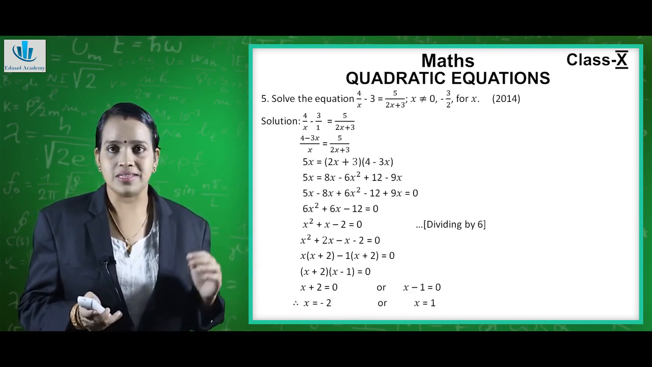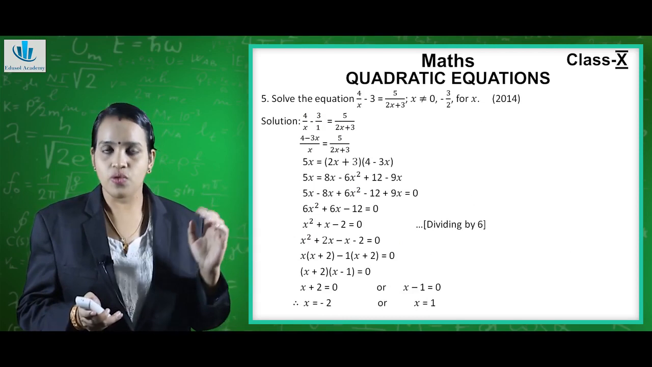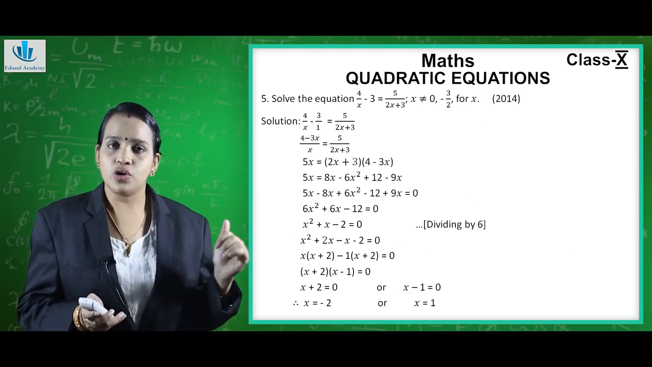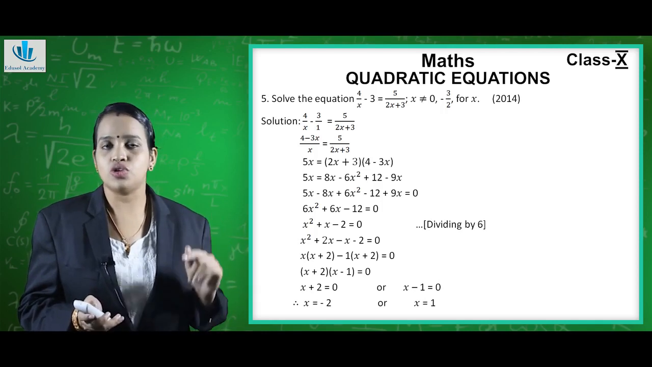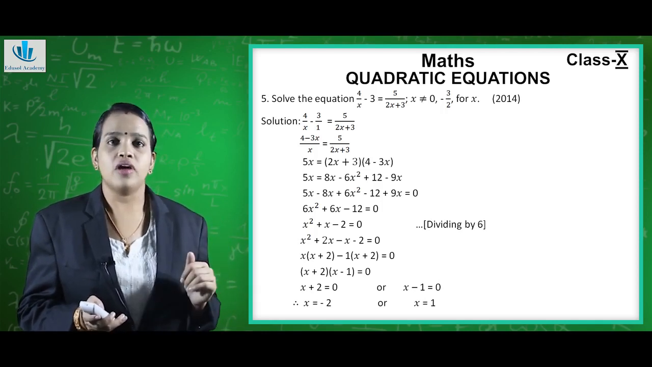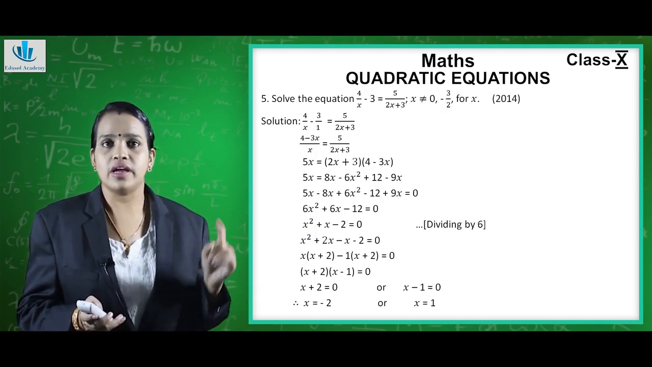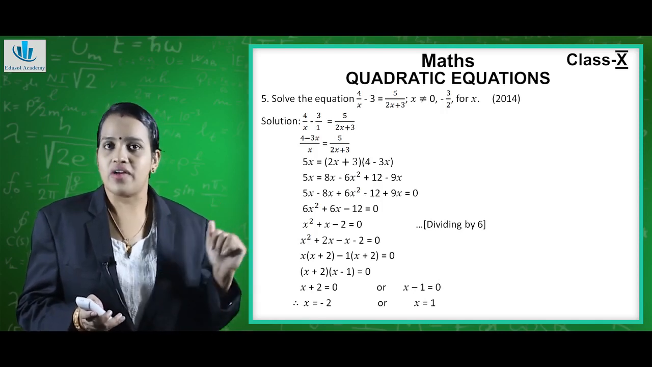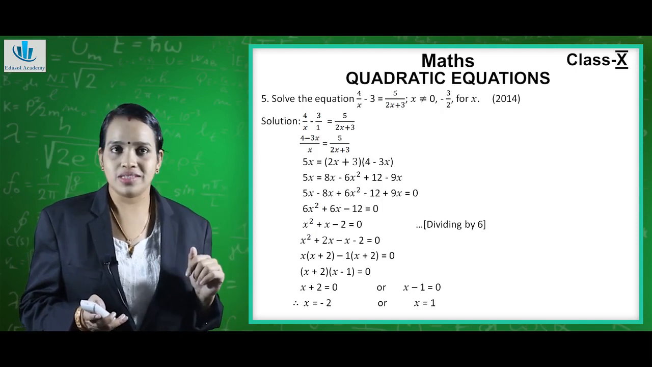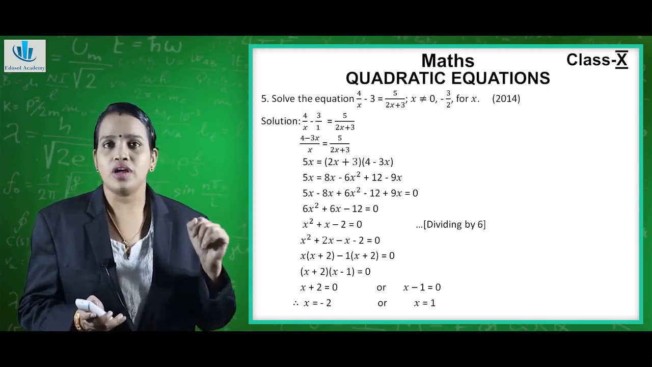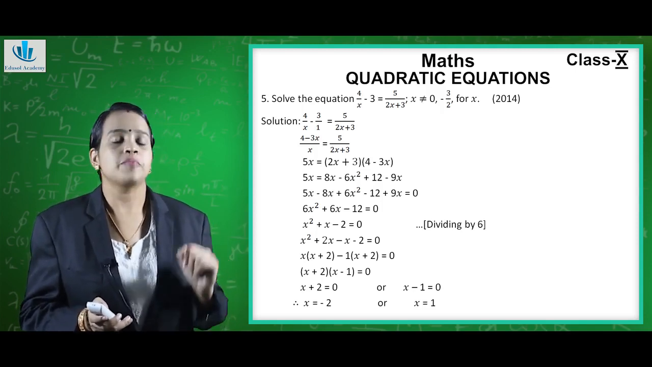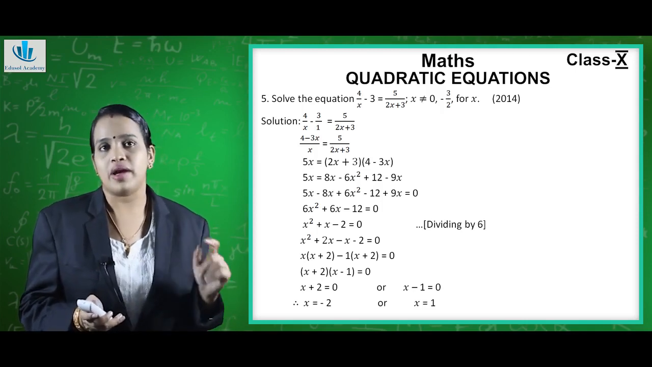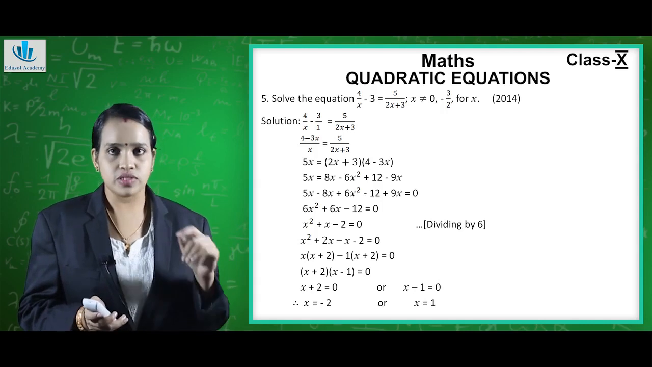Now our next question is, solve the equation 4 upon x minus 3, which is equal to 5 upon 2x plus 3, and here x should not be equal to 0, as well as minus 3 upon 2 for x. Now this question has appeared in the year 2014. Now we have to find the value of x over here, and it is said that the value of x should not be equal to 0 and minus 3 upon 2. So we will solve it.